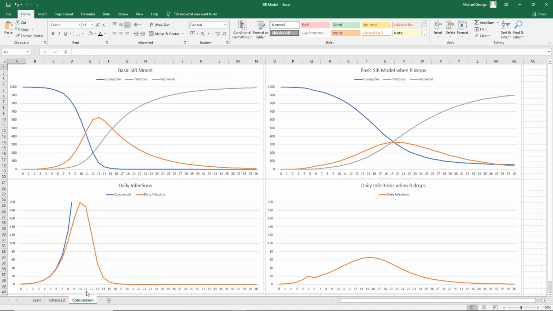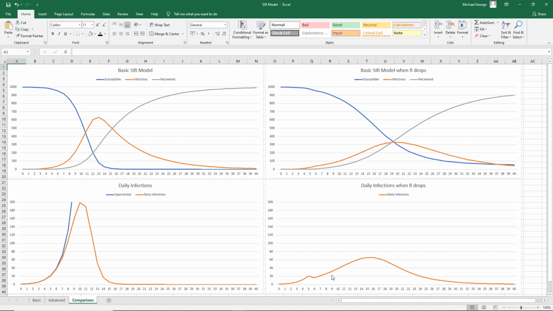Comparing these two models side by side, we can see that the original model had a peak of about 600 people being infectious at one time, whereas the second model only had a peak just over 300, so it was about half the number of people infectious, and also you could probably say it would be half the number of people in hospital. The peak in daily infections was about 200 in the original model, and then that dropped to about 60, 70 people, which is about a third, in the second model.